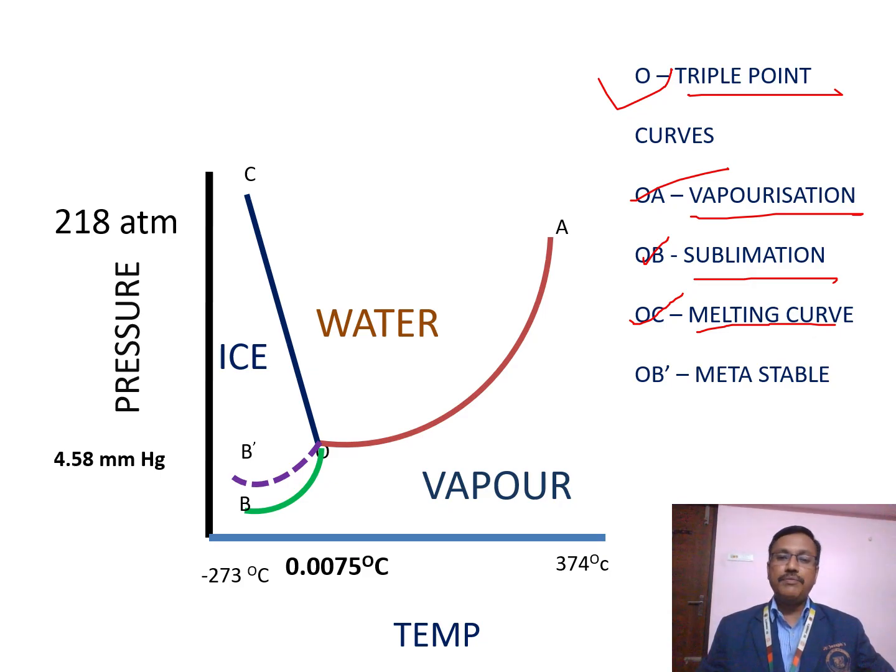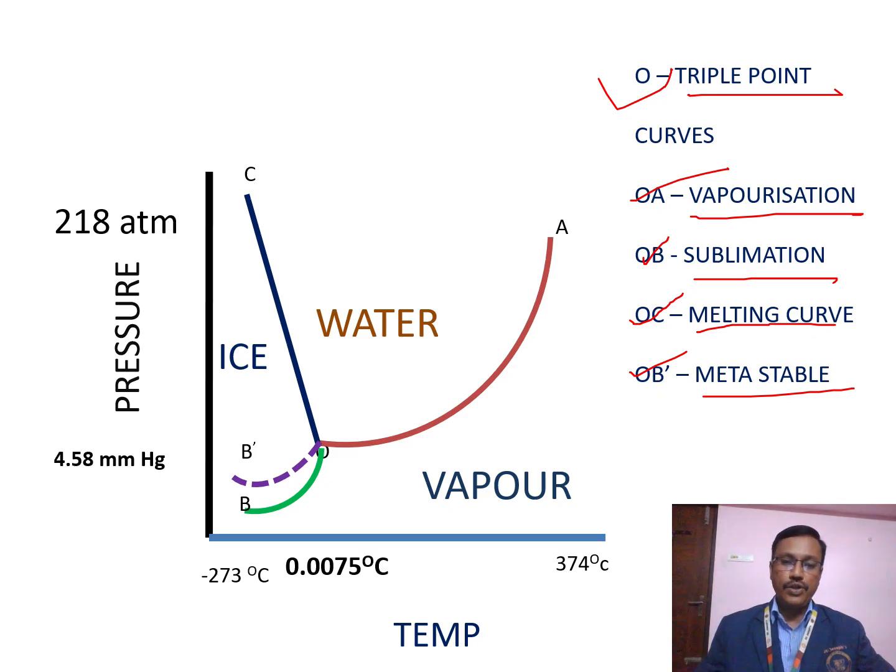And already we discussed about OB dash. OB dash is known as metastable curve. What is metastable? Just now we have studied the water can be cooled below 0 degrees Celsius without formation of ice. So this is known as supercooled water. This process is highly unstable in nature. A small change in the conditions will cause formation of ice. Therefore, the water, vapor, ice equilibrium will be disturbed.